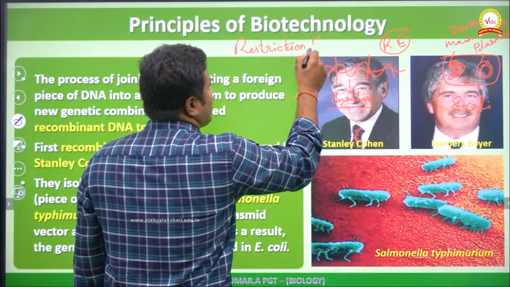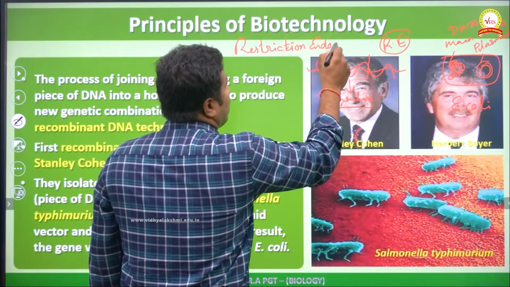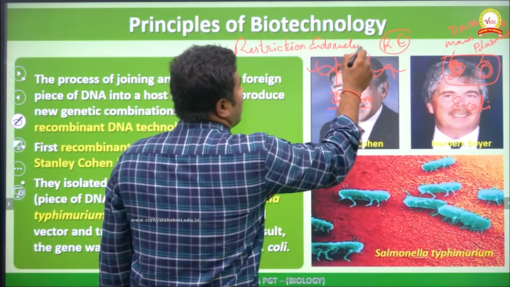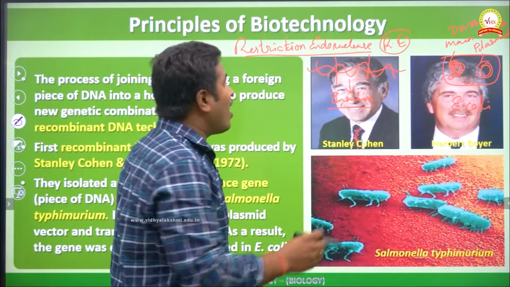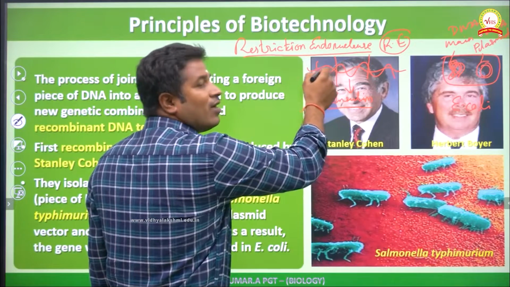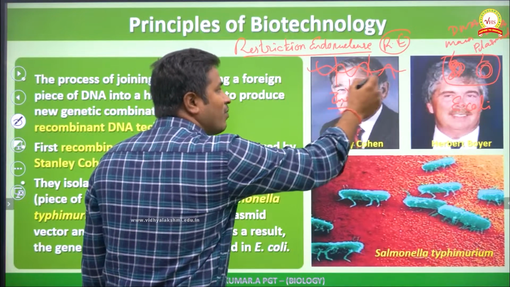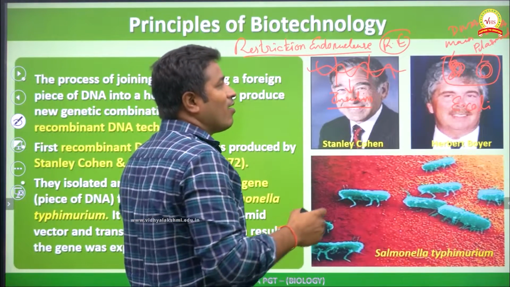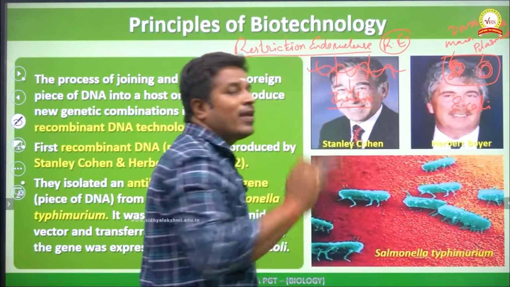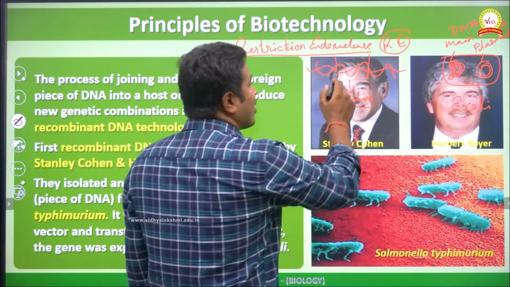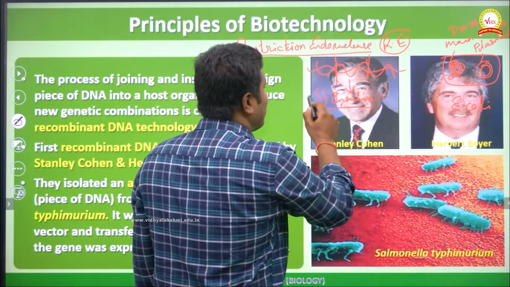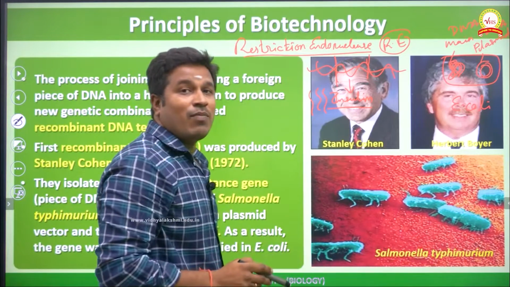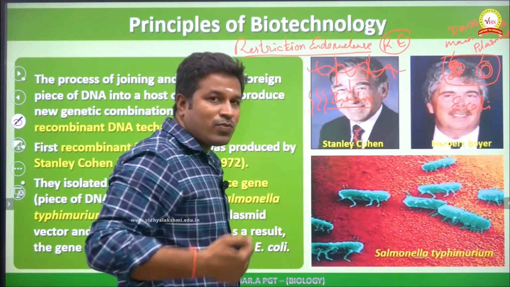Restriction endonuclease. This is an enzyme which can act on both the genetic material which we have isolated, as well as on plasmid DNA. It will recognize the particular sequence and it will be fragmented. A restriction enzyme will break it into small fragments.